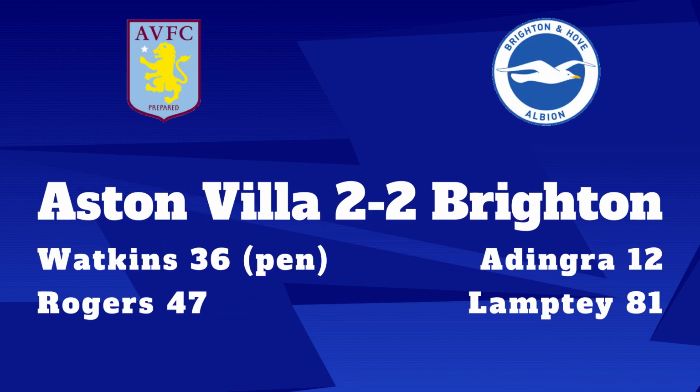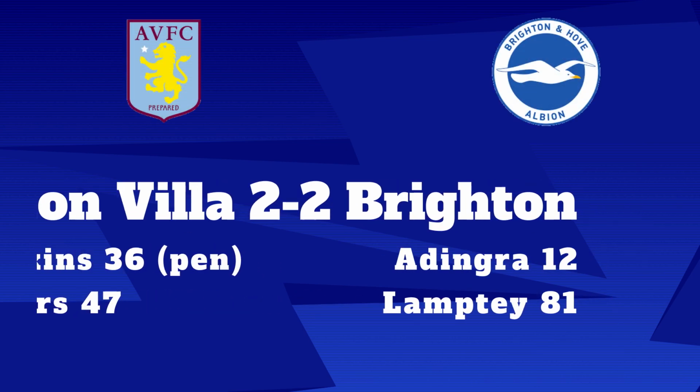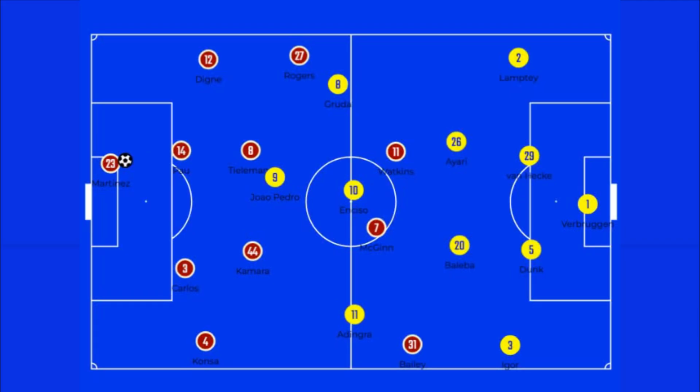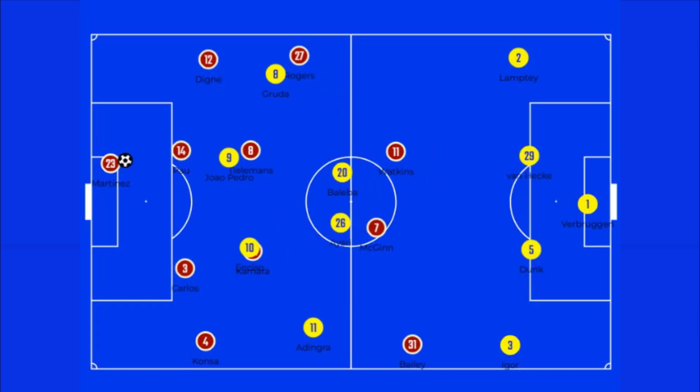Aston Villa 2, Brighton 2 tactical analysis. Brighton started the game with a pressing intensity. They pushed up and pressed Villa man for man in the first phase.